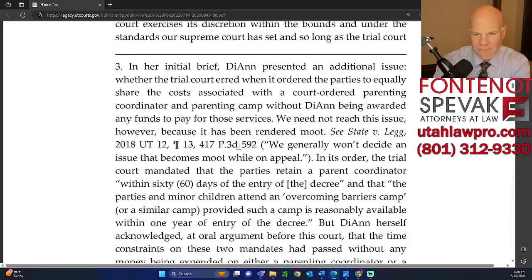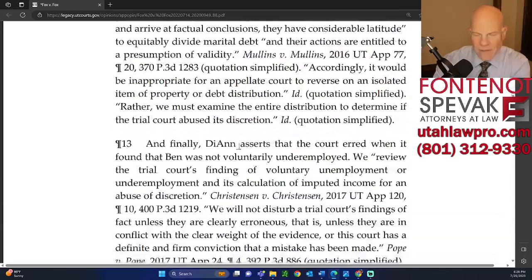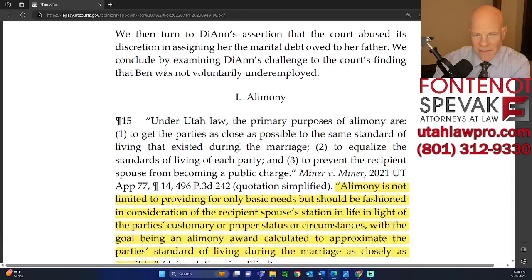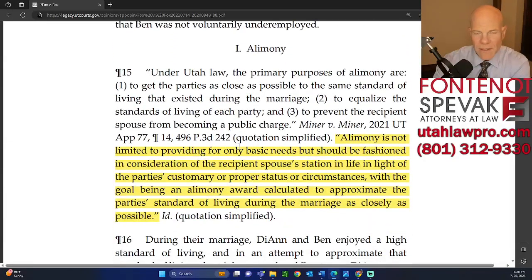All right, let's scroll down. There were a lot of other issues that were appealed in this case. We're not going to talk about those things. One of the other issues was the wife's claim that the husband was voluntarily underemployed because he changed jobs and took a lower paying job. And she was trying to argue that he was voluntarily underemployed. And we'll talk about that concept in another video.